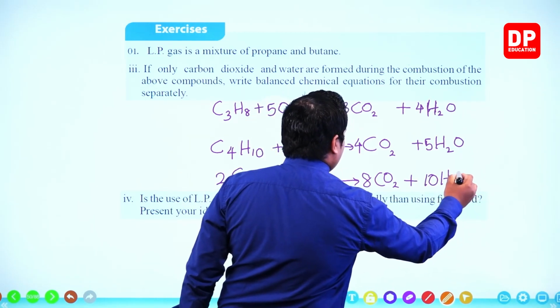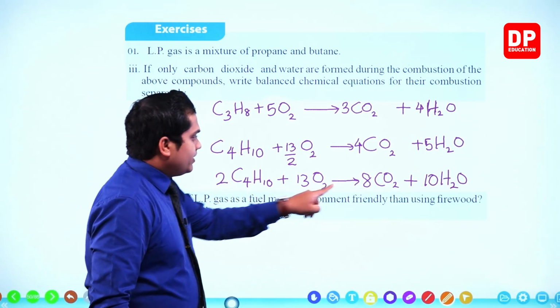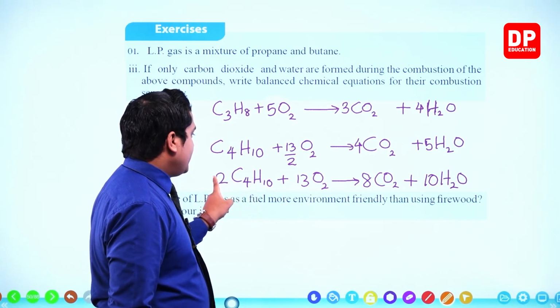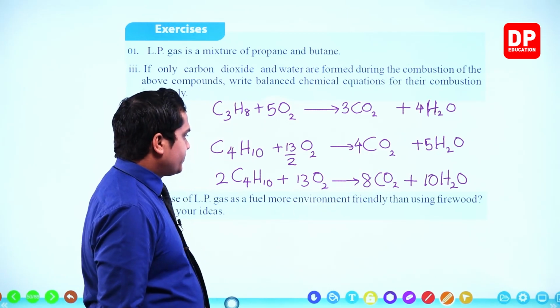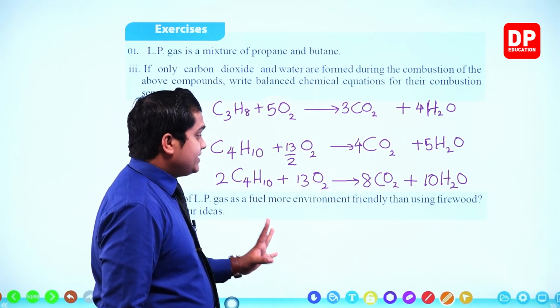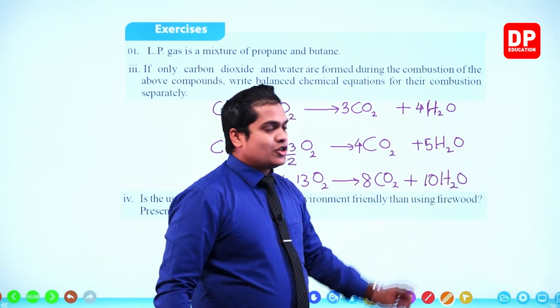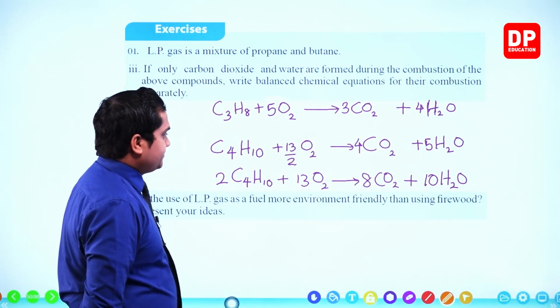Now let's check whether it is balanced or not. 4 times 2, 8 carbon. 8 carbon, balanced. 2 times 10, 20 hydrogen. 10 times 2, 20 hydrogen. 13 times 2, 26 oxygen. 8 times 2, 16 plus 10, 26. Well balanced. Right then.